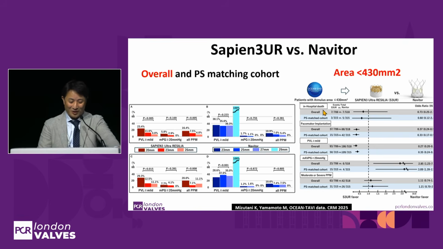Okay, the left side panel shows the overall and PS matching cohorts concerning the PVL mild, the incidence of the mean pressure gradient more than 20, and incidence of the PPM. And focused on the area less than 430, that means a small anatomy, the situation is completely the same. Better hemodynamics can be achieved with self-expandable valve design, but the rates of PPM and pacemaker implantation are significantly higher if we choose a self-expandable valve design.